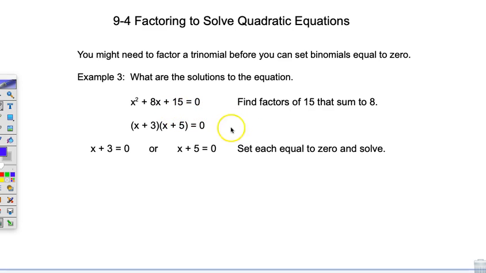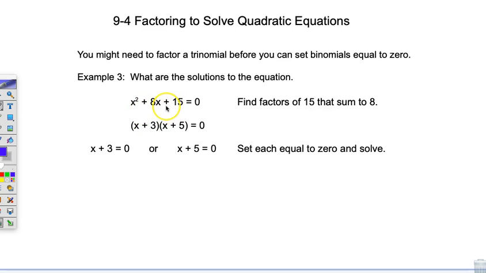So for this one, remember we have an a value, b value, and c value here. When our a value is equal to 1, like it is here, it's an easier problem to do. We need to find factors of our c value, which is 15, that will sum up to 8. There's a couple of different factors you could consider, but 3 and 5 are those factors. 3 times 5 is 15, and if you add these two, you get that b value.